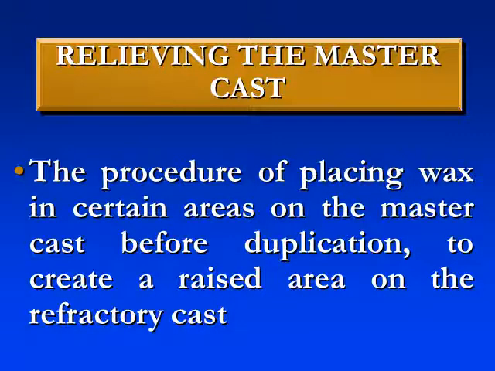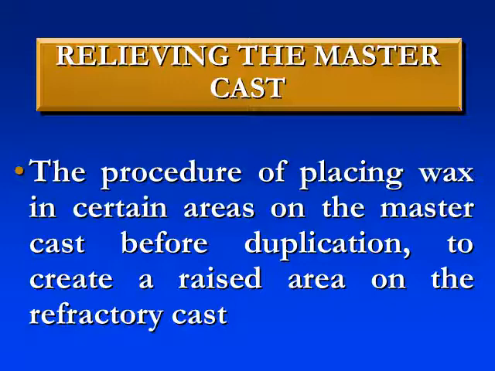Now, we said blockout and relief. The second part is the relieving of the master cast. It is the procedure of placing wax in certain areas on the master cast before we start duplication. The purpose is to create a raised area, meaning an elevated area, on the refractory cast. The refractory cast is the cast resulting from the procedure of the duplication of the master cast, and we will describe it in detail in the next lecture.